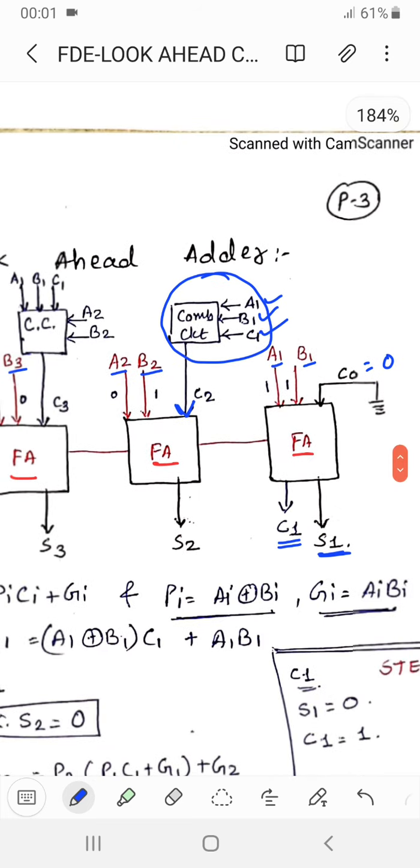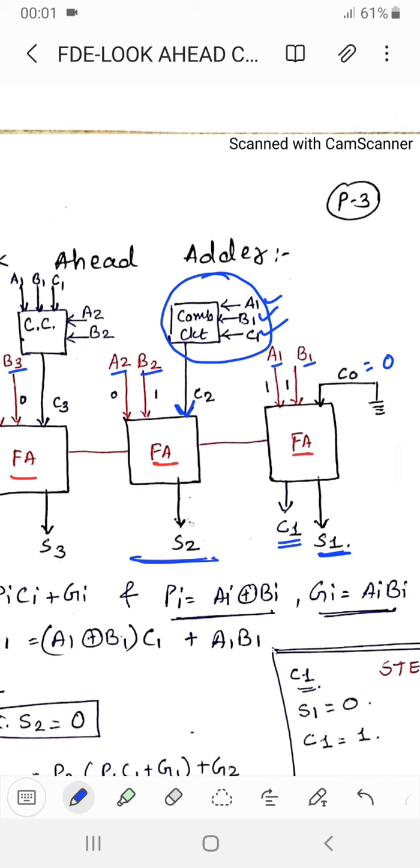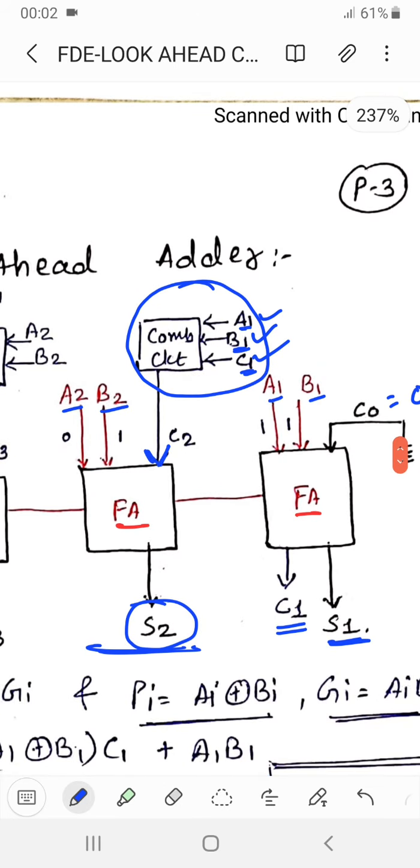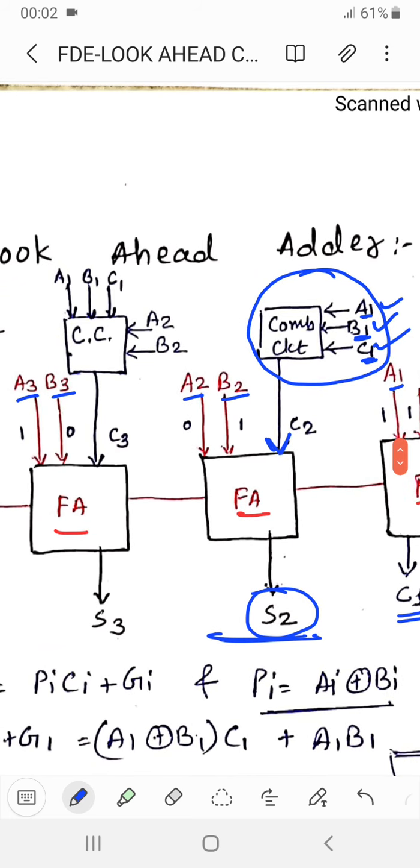So for the operation of the second bit, or for finding the second bit of your sum, you require all the previous inputs. In our case, all the previous inputs means A1, B1 and C1, but actually only C1 is required. So this CLA is waiting only for the operation of this first stage. After that, there is no requirement of waiting, all the work will be done simultaneously.